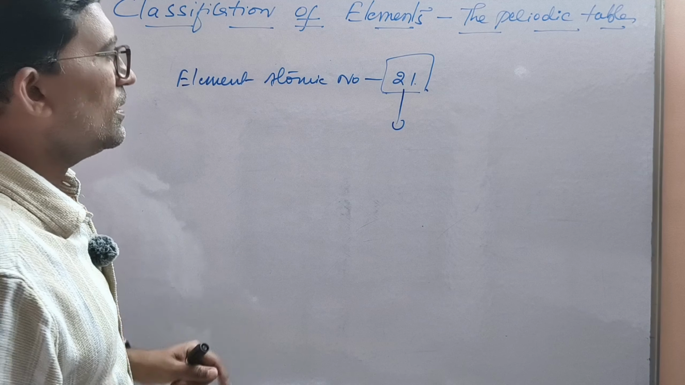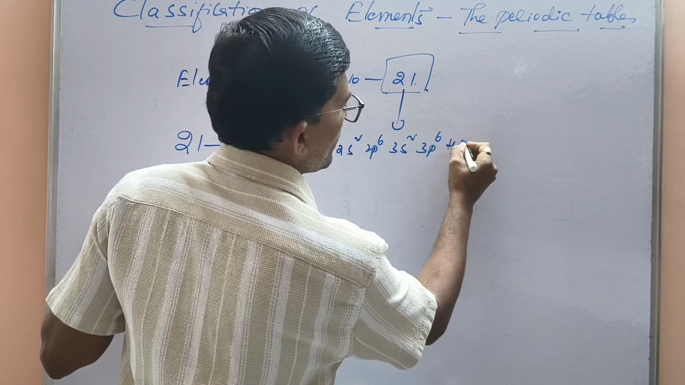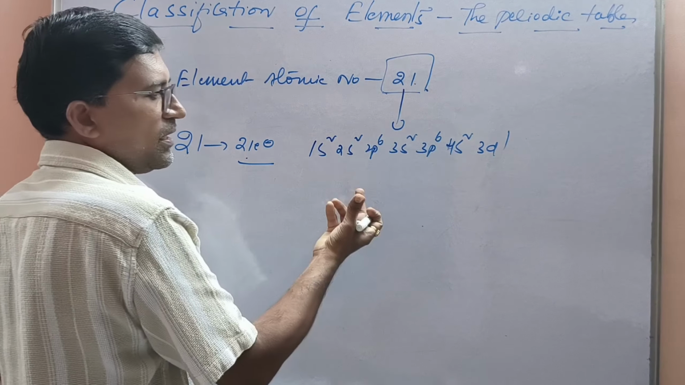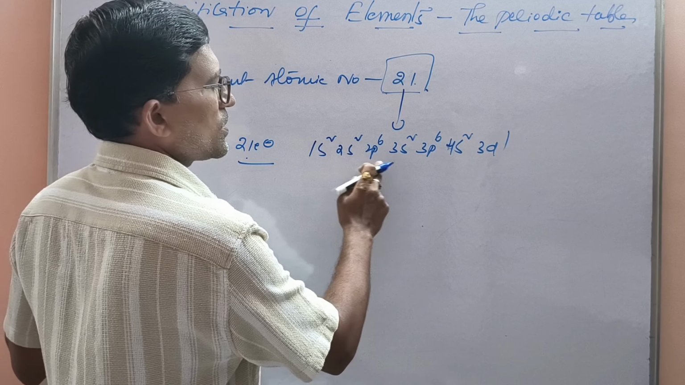So the element with atomic number 21 contains 21 electrons. And if you write the configuration based on Moller's diagram, that is 1s2, 2s2, 2p6, 3s2, 3p6, and the next one is 4s2, 3d1. This we can write very easily based on Moller's diagram. Okay, 1s2, 2s2, 2p6, 3s2, 3p6, 4s2, 3d1.